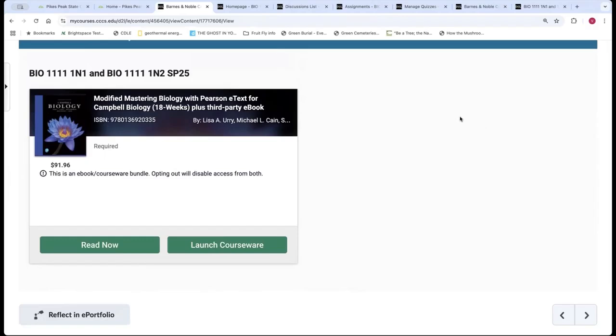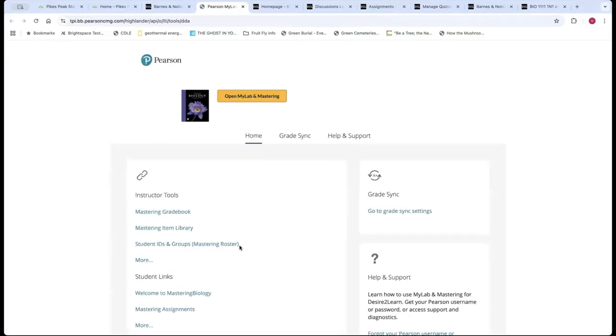If you just want to look at the book, you hit read now. But I want to caution you, if you need to do the dynamic study modules or see anything else, they have so many wonderful study tools here. Launch the courseware. You can get your book out of this one too. So I always just launch the courseware.